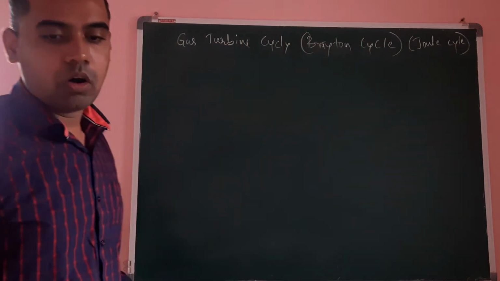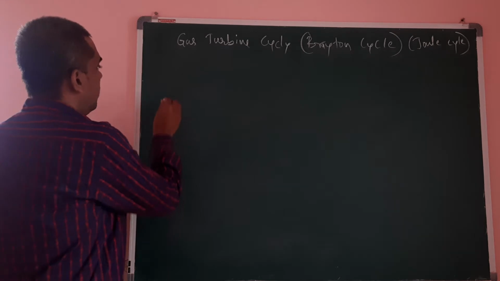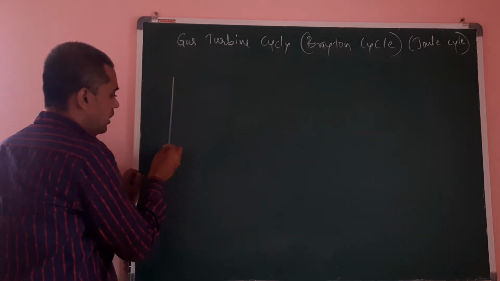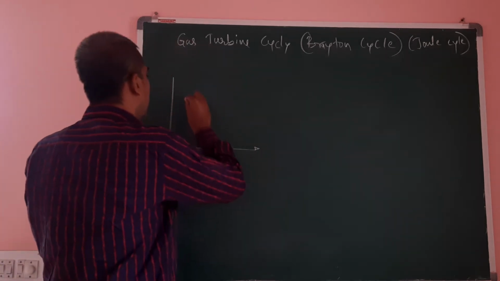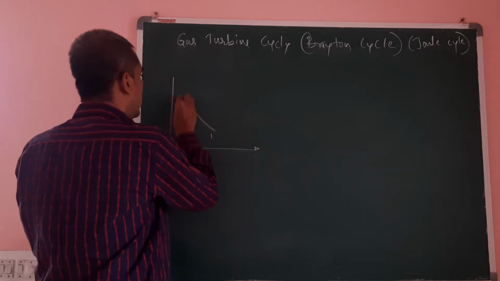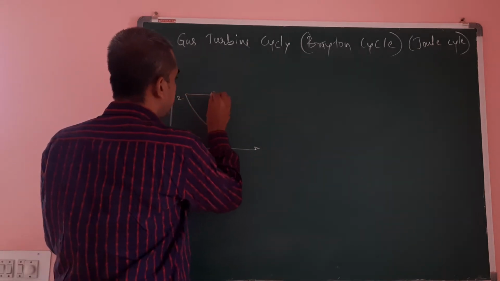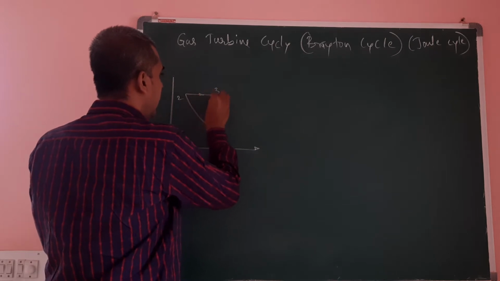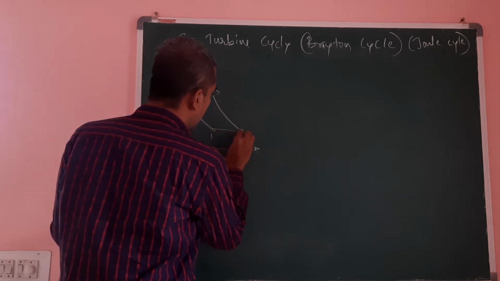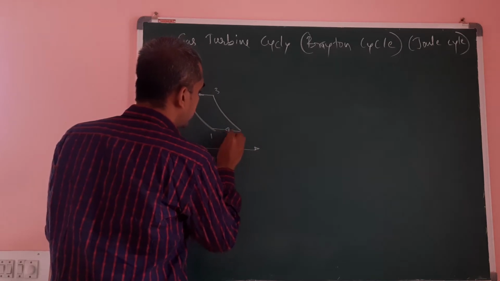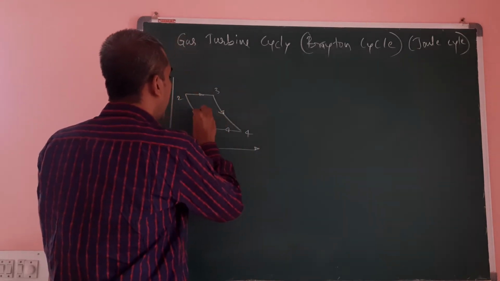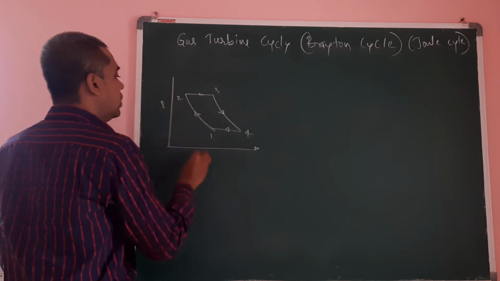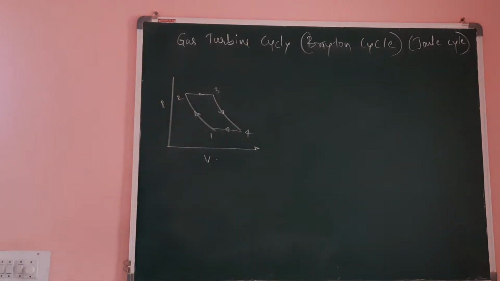How does it work? It works by isentropic compression. There will be isentropic compression from 1 to 2, constant pressure heat addition from 2 to 3, isentropic expansion from 3 to 4, and constant pressure heat rejection from 4 to 1. Two isentropic processes and two constant pressure processes constitute a gas turbine or Brayton cycle.